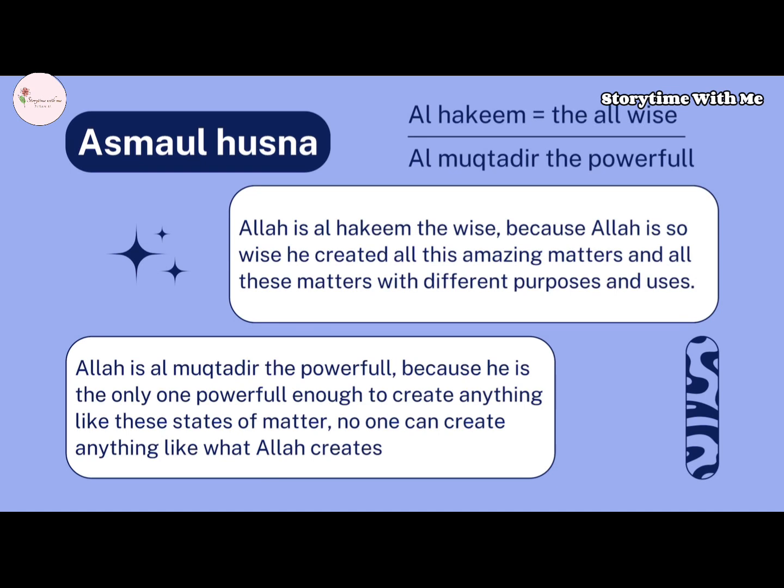Asma'ul Husna: Al-Hakim the All-Wise, and Al-Muqtadir the Powerful. Allah is Al-Hakim the Wise because Allah is so wise He created all these amazing matters with different purposes and uses. Allah is Al-Muqtadir the Powerful because He is the only one powerful enough to create anything like these states of matter. No one can create anything like what Allah creates.